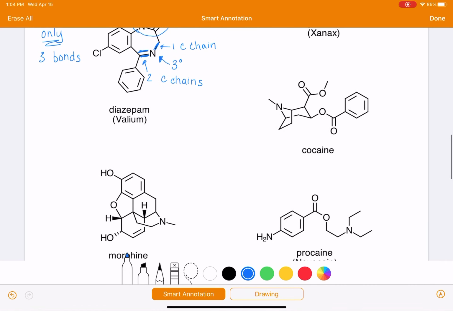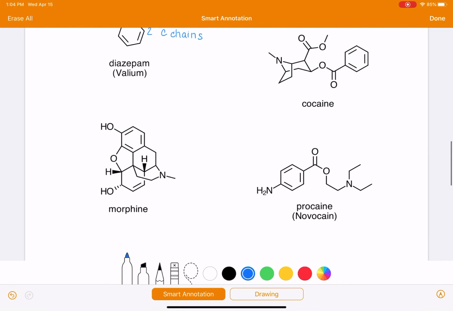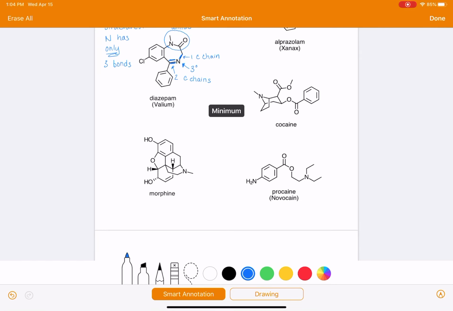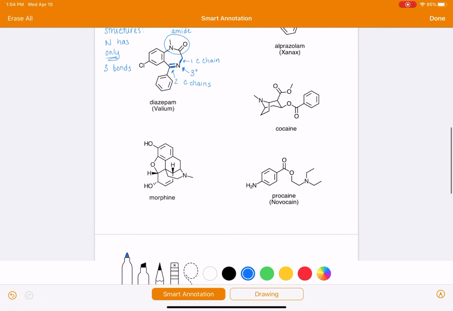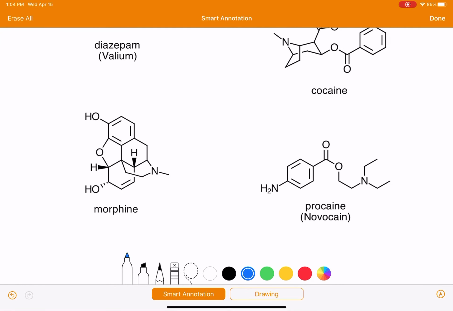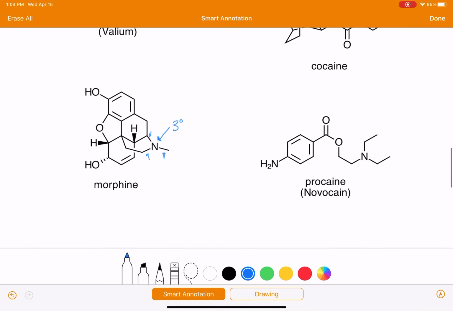Let's skip cocaine for a second. We'll come back to cocaine. Let's look at morphine. Morphine has only one nitrogen in it right here. I just got zoomed out. Morphine right here. And morphine has 1, 2, 3, so that's a tertiary amine. Look at the crazy structure of morphine. It's a really beautiful molecule.